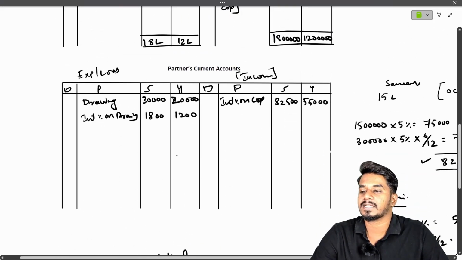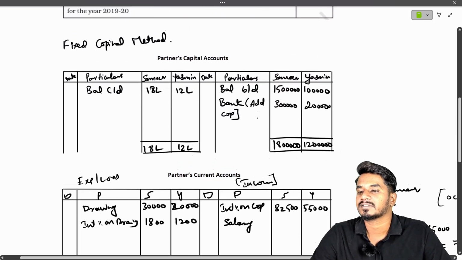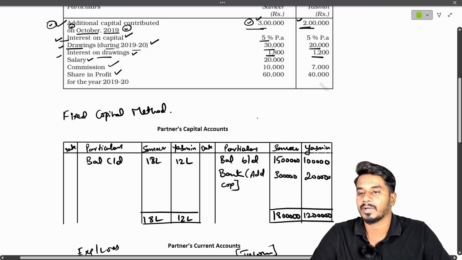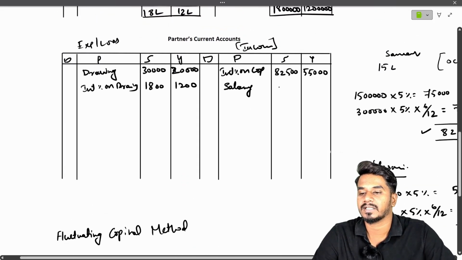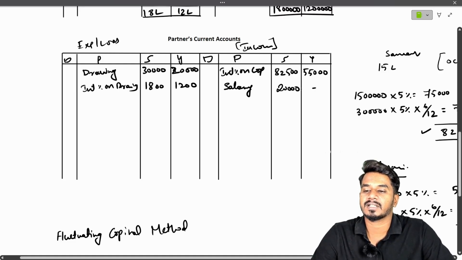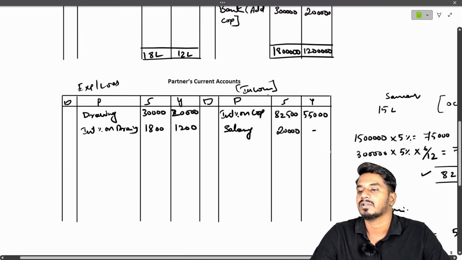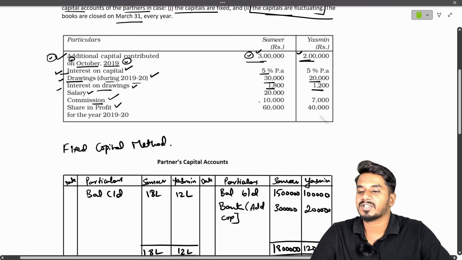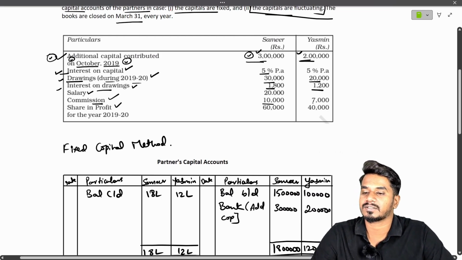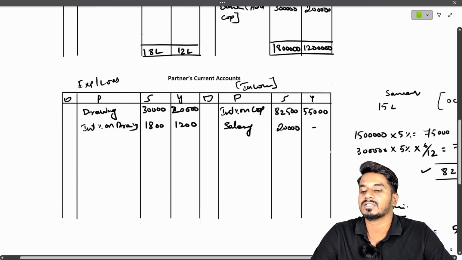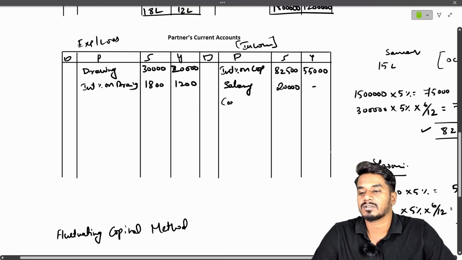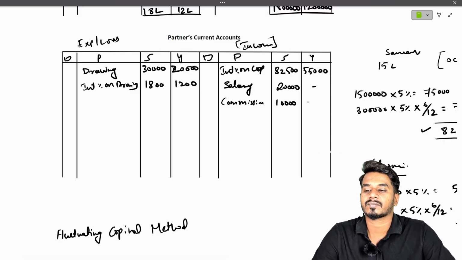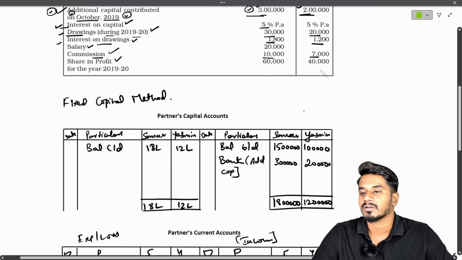Salary. So salary is income for the partner. Obviously on the credit side, salary of 20,000 for Samir only. There is nothing for Yasmin. For Yasmin, I think they will pay commission. Oh, commission is for both, for Samir and Yasmin: 10,000 and 7,000. This is also income, correct? So 10,000 and 7,000. Fine.